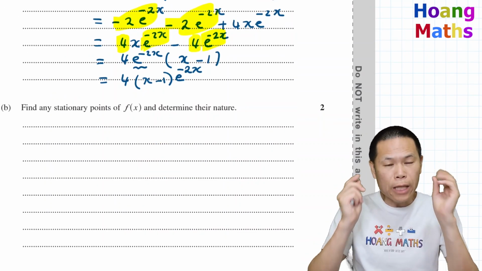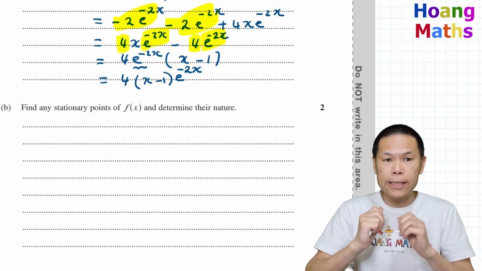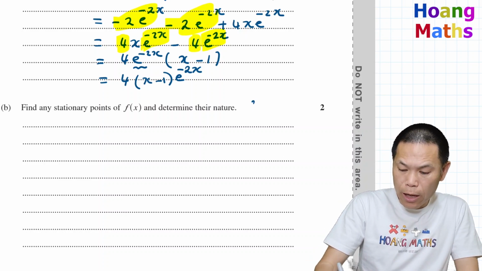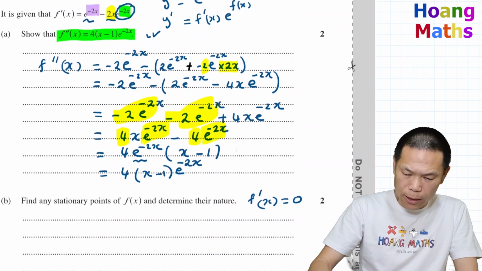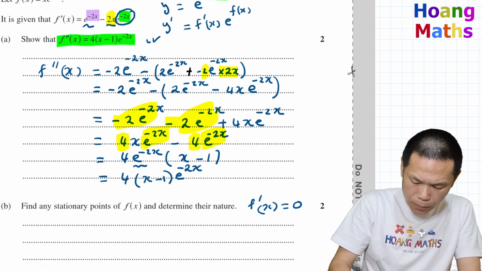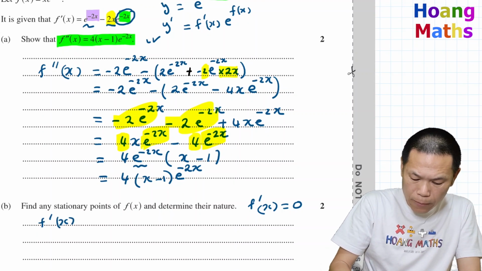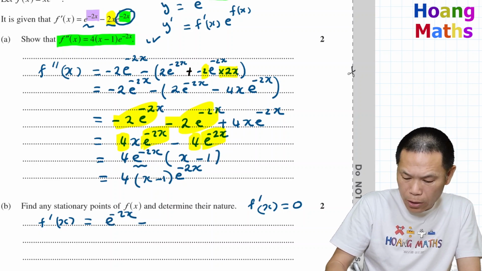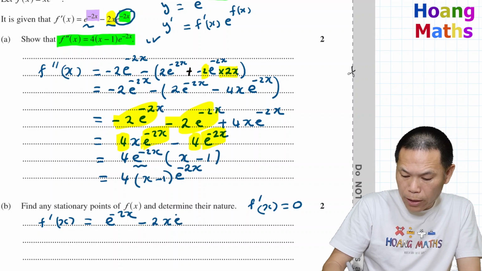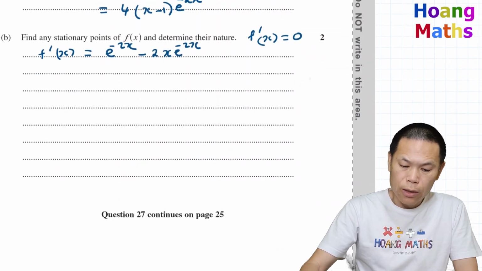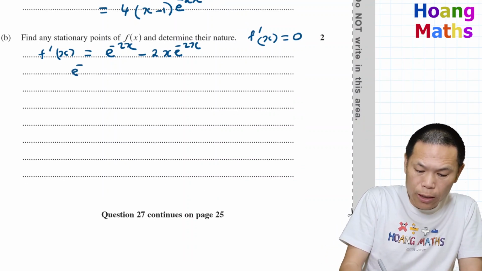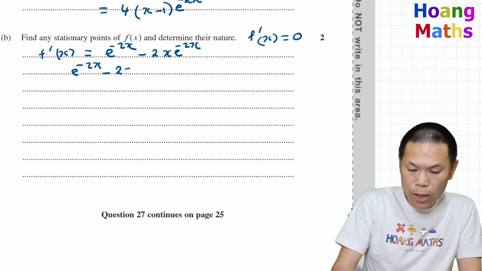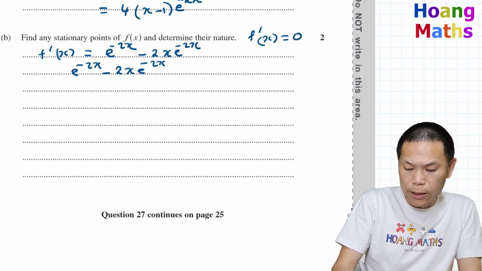Part B, to find the stationary points, this means that f dash x is equal to 0, okay? So f dash x is equal to 0. So we know that f dash x is here. So let me just write this down. So f dash x is equal to e to the negative 2x minus 2x e to the negative 2x. And we know that f dash x is equal to 0. So this means that e to the negative 2x minus 2x e to the negative 2x is 0.